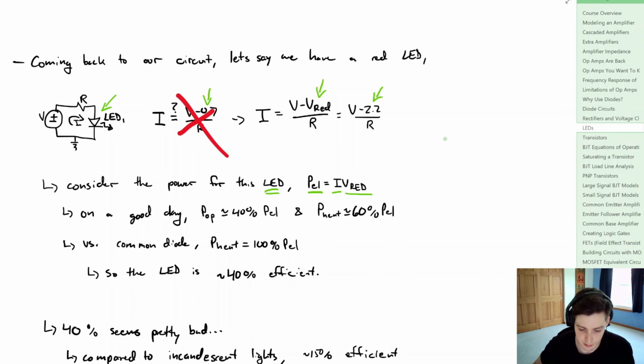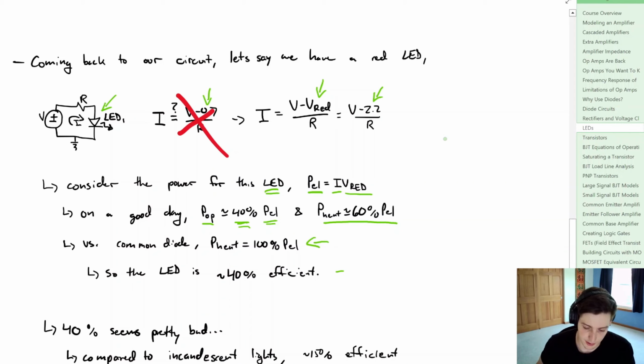Now recall that this power didn't all go to heat. We get some light out of it. And we're going to say on a good day, on a real good day, let's say the optical efficiency of that LED is 40%. So the optical power is approximately 40% of the electrical power, which means that 60% of the electrical power is going to heat. Versus the common diode, where you had 100% of the electrical power going to heat.